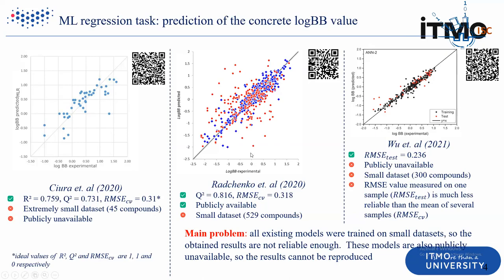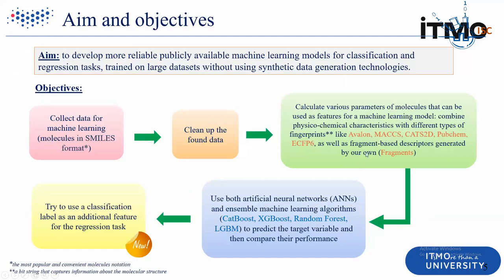So what is the idea? To use the machine learning models to analyze the substances using the blood-brain barrier. And the aim is to develop more reliable and publicly available machine learning models for the classification and the regression, trained on large data sets without using synthetic data generation technology.